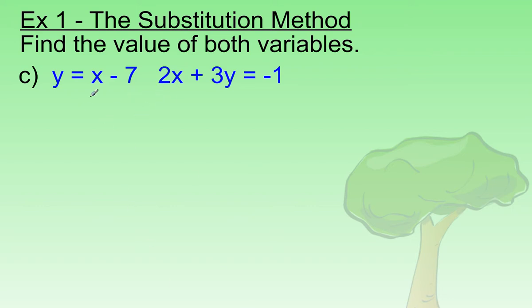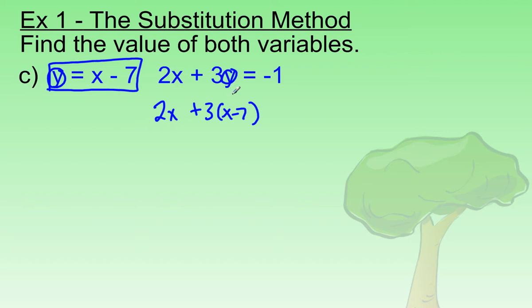Okay, so this equation here is already solved for y. That makes our lives easy because now I can say that this y, which is the same as that y, is equal to x minus 7. So when I substitute, which is why it's called the substitution method, I substitute x minus 7 in for y.